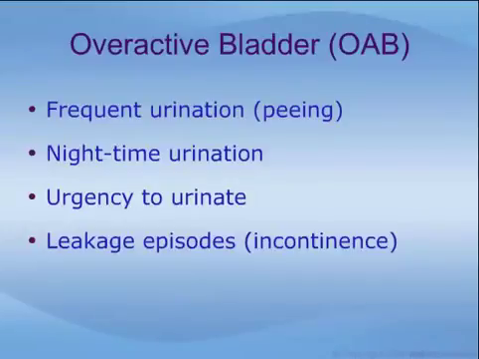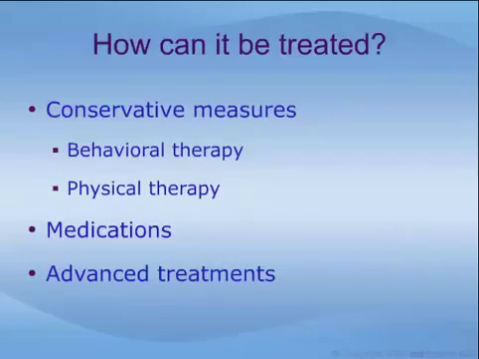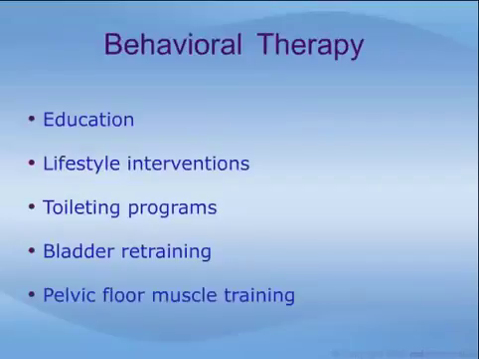The term overactive bladder, or OAB, describes a group of bothersome bladder symptoms, which include frequent urination, nighttime urination, urgency to urinate, and leakage episodes or incontinence related to poor control of bladder urgency. Let's look at some of the treatment options available for overactive bladder. We can divide these treatments into three broad categories: conservative measures, including behavioral and physical therapy, medications, and surgery.